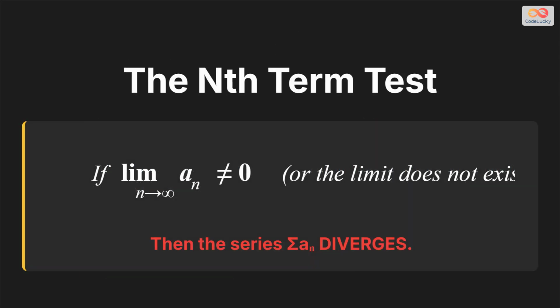So how can we test for this? The first and simplest test is the nth term test. It states that if the limit of the individual terms of the series, a sub n, as n approaches infinity is not equal to 0, or if that limit doesn't exist at all, then the series must diverge.